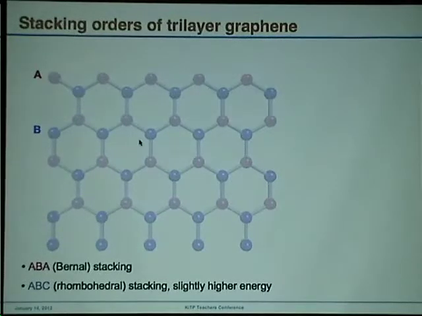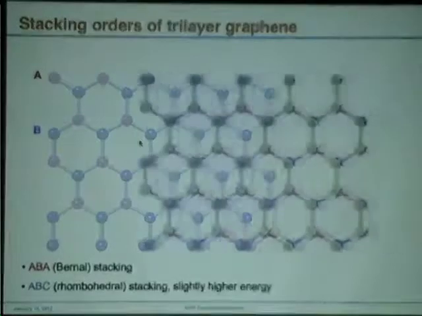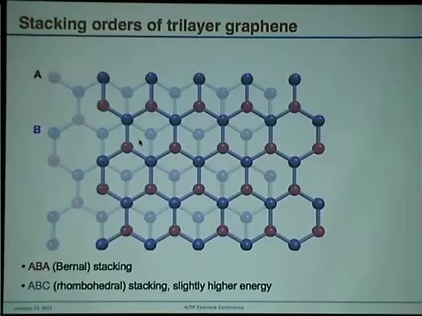Okay, and then if we add another layer, the most stable way is the so-called Bernal stacking, or AB stacking, in which you put one of the sublattices, say the red dots, inside the honeycomb lattice, and the other one just stacks up on top. But this blue one stacks up on top of the red one.